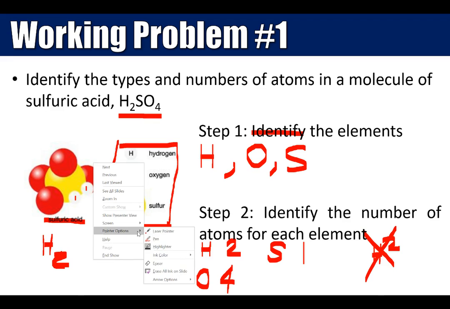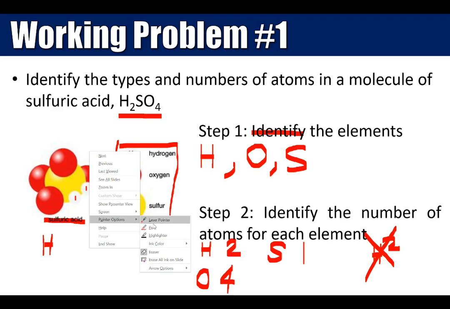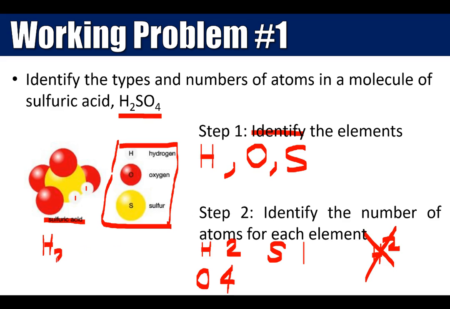Now I don't like this. Let me see if I can erase it. Yep, there's an eraser. Okay. And change back to my highlighter. So it's H2. And how many sulfurs do we have? We only have 1. So we leave the S as it is. Okay. Now we go to oxygen here. So how many oxygens do we have? We have 4 oxygens. So the chemical formula for this is H2SO4.